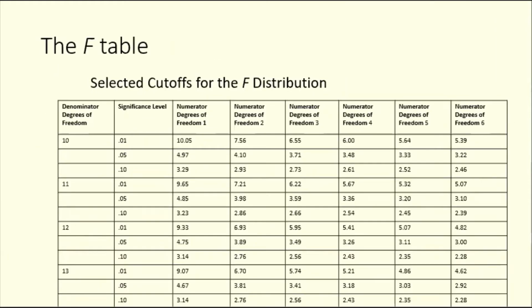We're going to see 12 df within, 0.05 significance level, moving over to numerator, our df between of 2. And we need an F ratio of greater than 3.89 to reject our null hypothesis. The 3.89 is going to be our cutoff score.